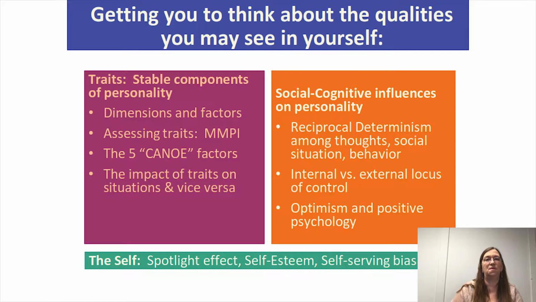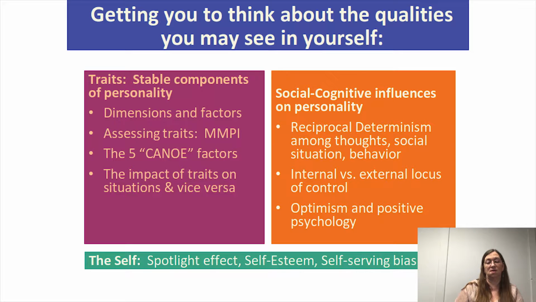The trait theories believe that we have certain characteristics that we exhibit all the time. So these traits are something that is across all components of our life, so that we have stable components of our personality like dimensions and factors. We're going to look at how we assess those traits. How do we figure out what traits are our strengths and what are not?